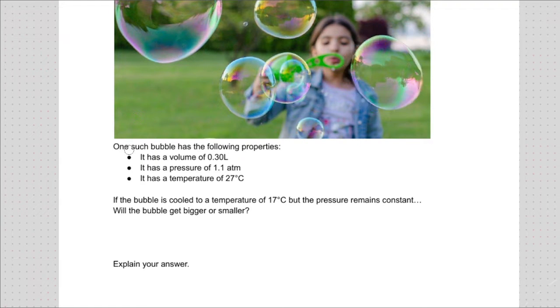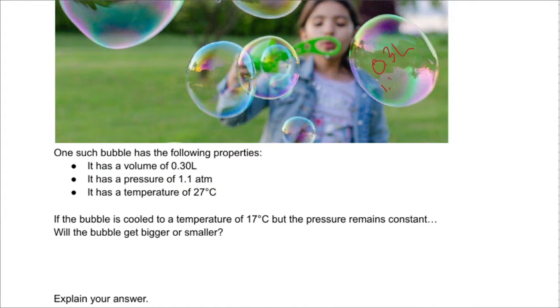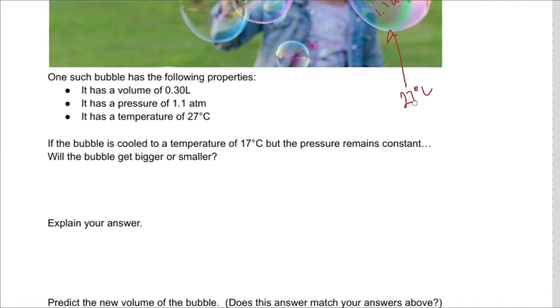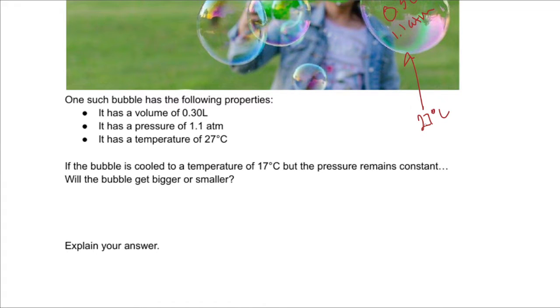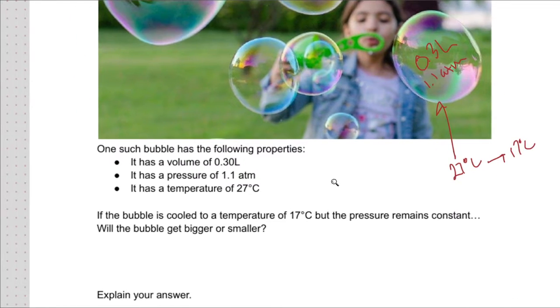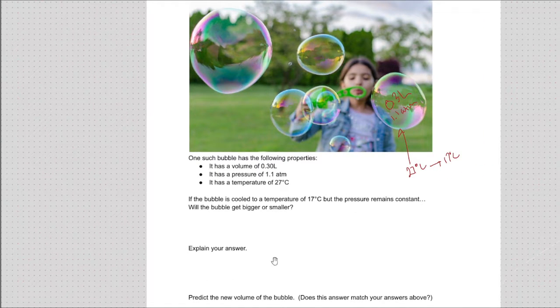That bubble right there has a volume of 0.3 liters and a pressure of 1.1 atmospheres. And let's say that the temperature right now is 27 degrees Celsius. So if we cool the bubble down to 17 degrees Celsius, what will happen to the bubble? Will it get bigger or will it get smaller?